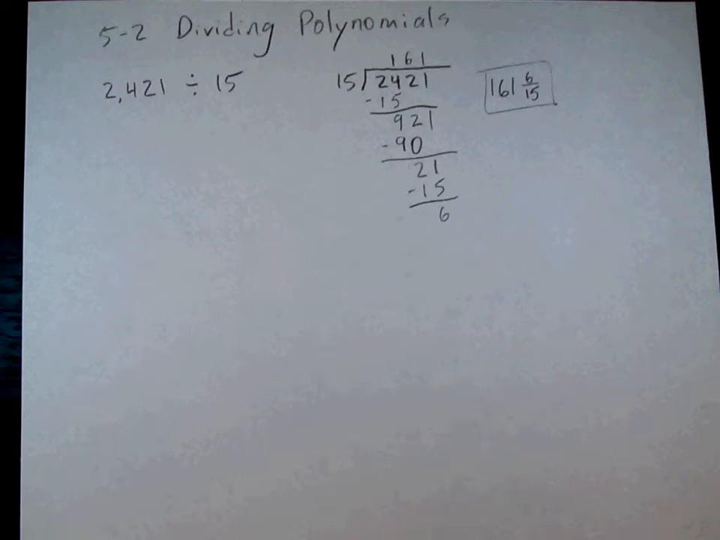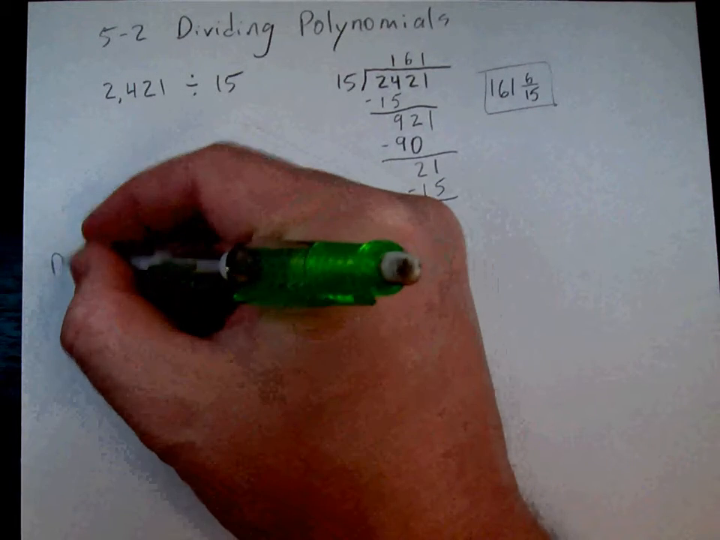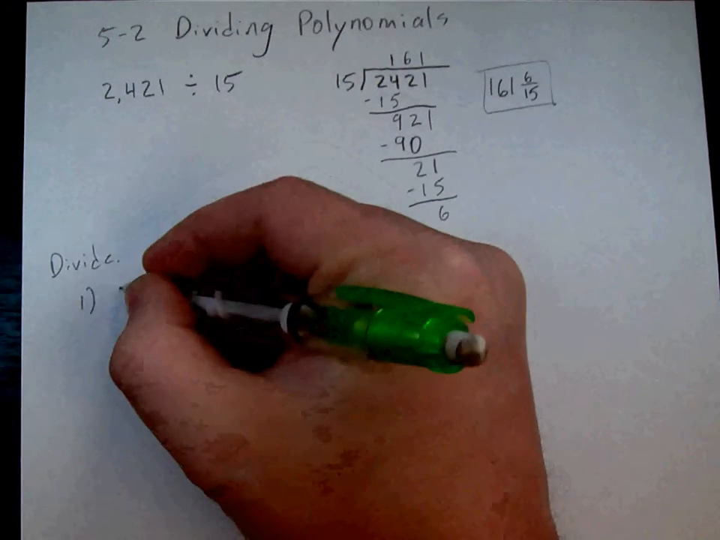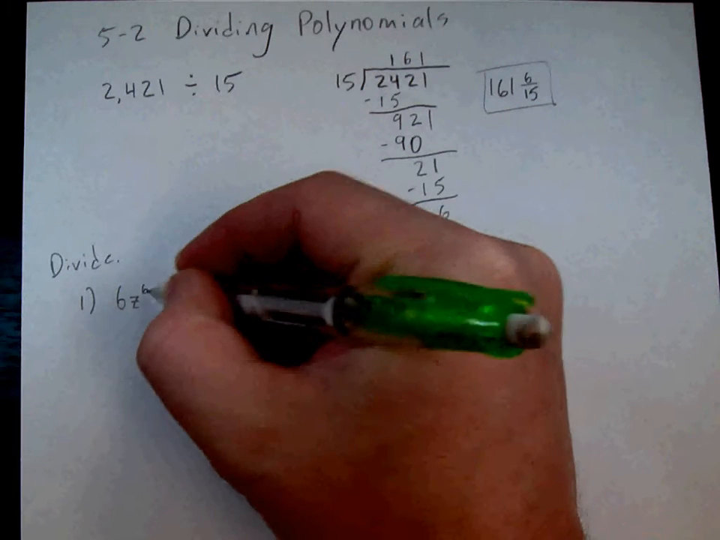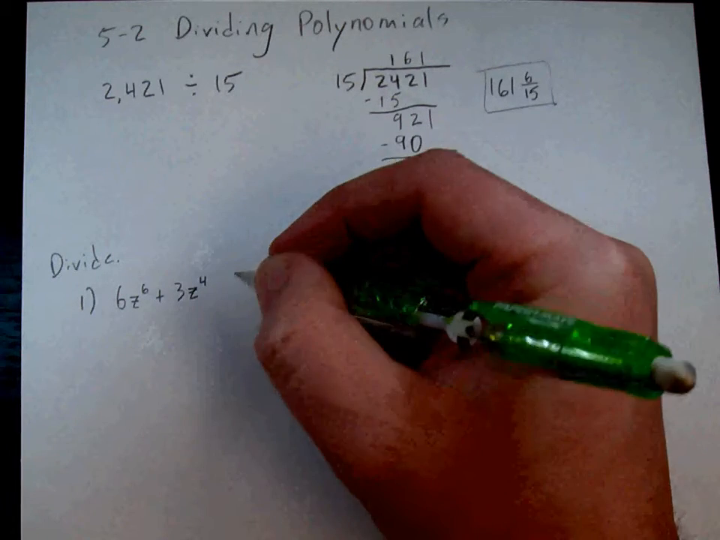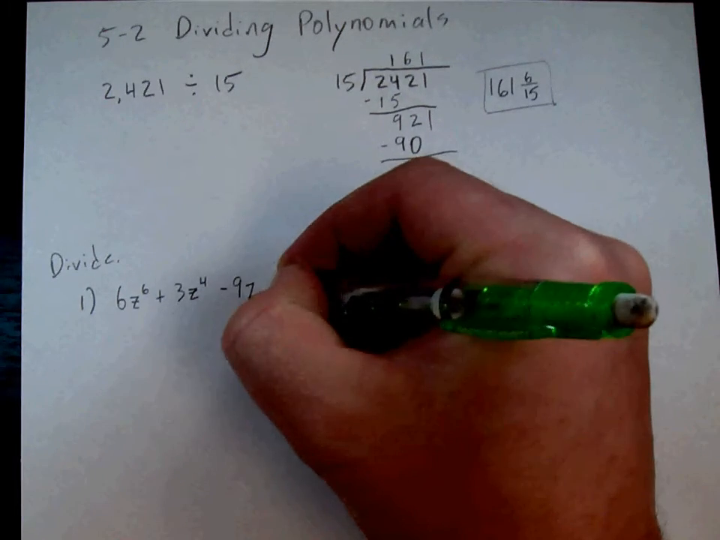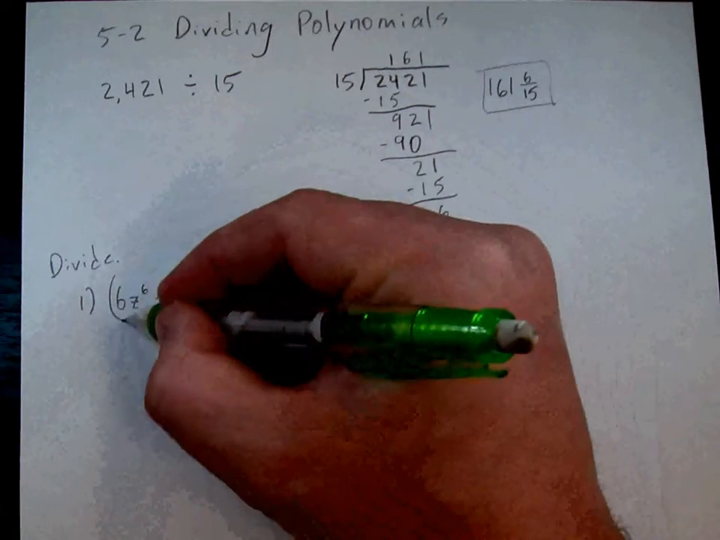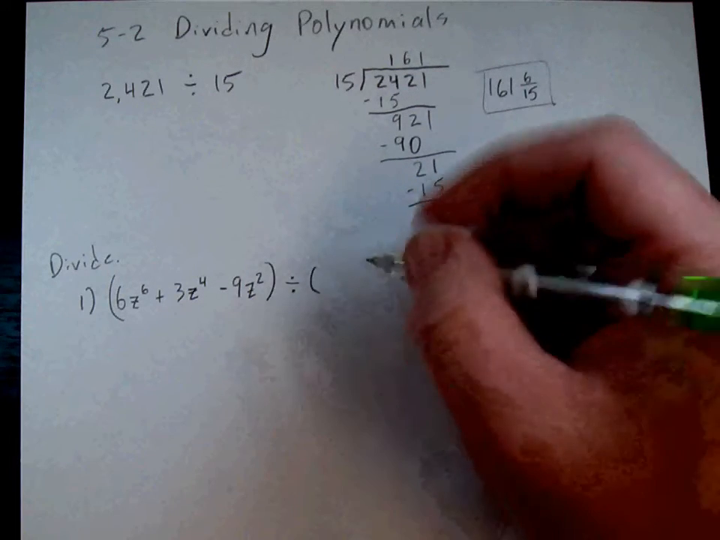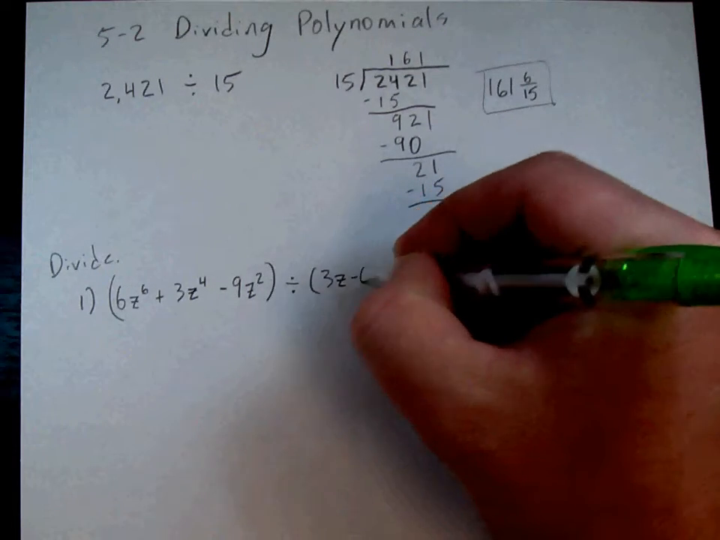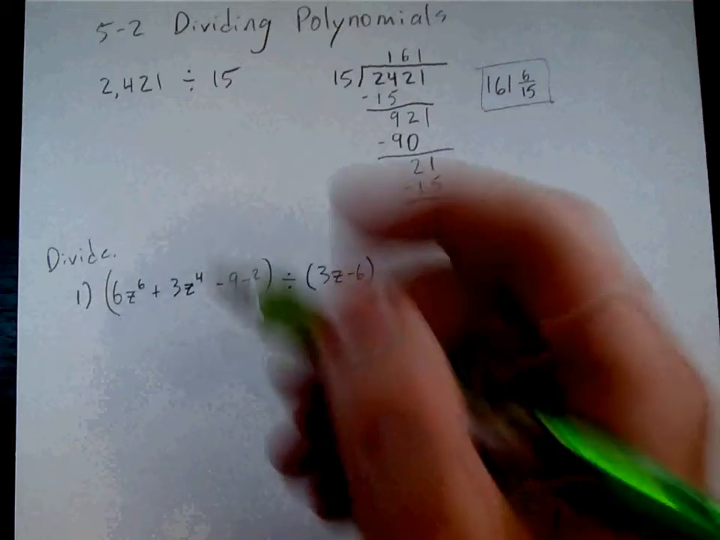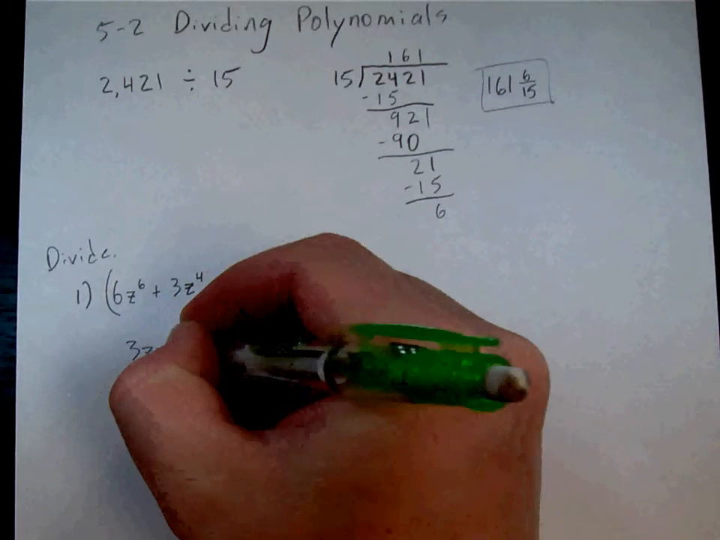So what I want to do is take 6z to the 6th plus 3z to the 4th minus 9z squared. I want to take that polynomial and divide it by this polynomial, 3z minus 6. And so if I'm doing long division, I'll set it up similar to the last one. I'm dividing by the 3z minus 6, so that will go up front.